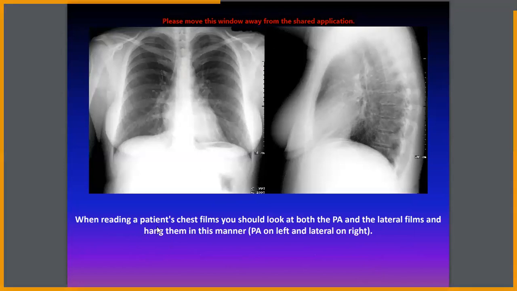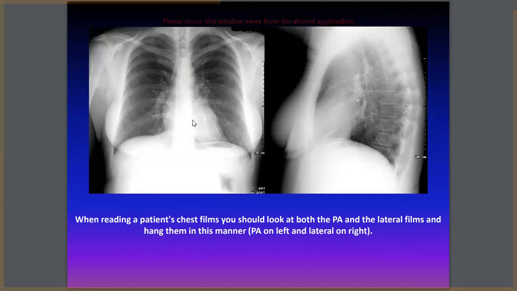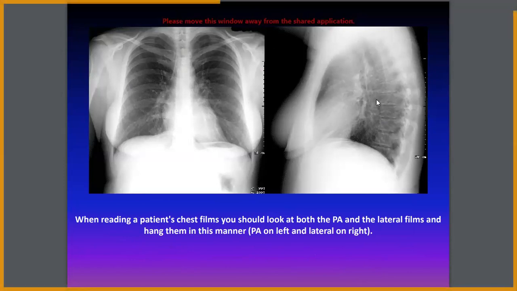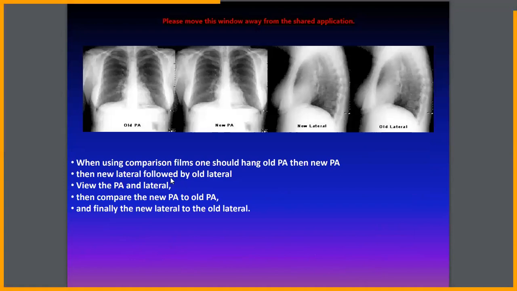When reading a patient's chest X-ray, you should look at both posterior-anterior and lateral films and hang them in this manner so that you can do a comparative study. On the left we are seeing the PA view of chest X-ray, and on the right the lateral view. When using comparison films, one should hang the old PA view, then new PA view, new lateral and old lateral in this way, then you can compare.